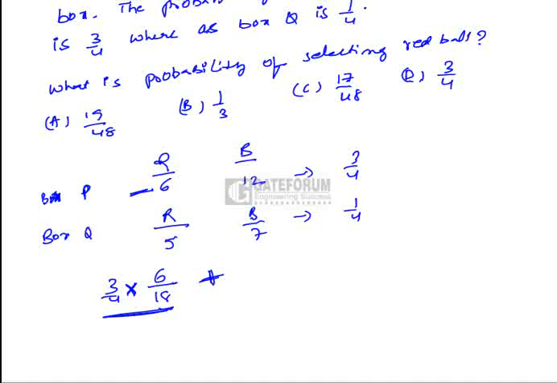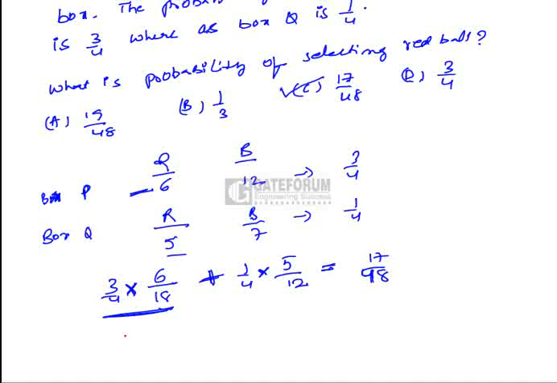The probability of selecting box Q is given as 1 by 4 into, and the number of red balls in box Q is 5. So 5 divided by the total number of balls in box Q, 5 plus 7, 12. So this is the required probability, and if we simplify this, we will be getting 17 by 48, which is option C.